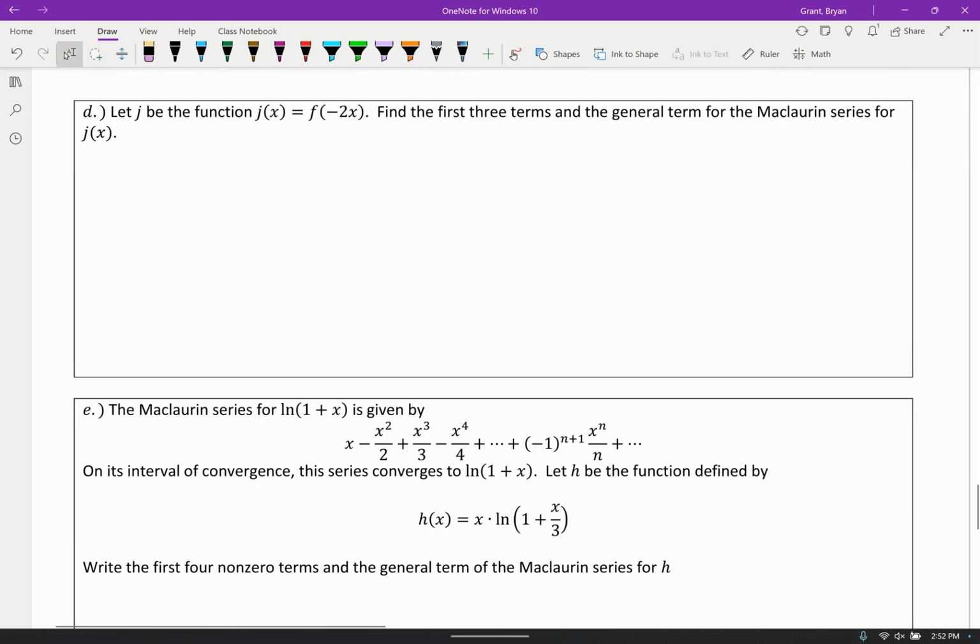Part D. Let j be the function j of x equals f of negative 2x. Find the first 3 terms and the general term for the Maclaurin series. Okay, now we get to move faster. So j of x is equal to f of negative 2x.